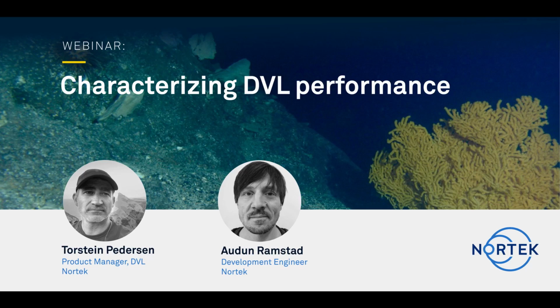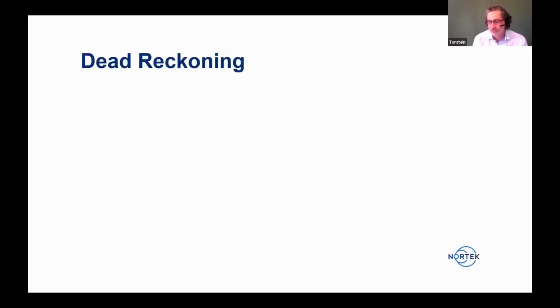So just to get started, I want to get a little bit of a baseline so everybody's on the same page here. First of all, a DVL, if you're not familiar with what it is, it's a device that's used to measure speed relative to the bottom. And it's used in subsea navigation so that you have an Earth reference velocity. So what we typically do when we're using this is perform what's called dead reckoning navigation.